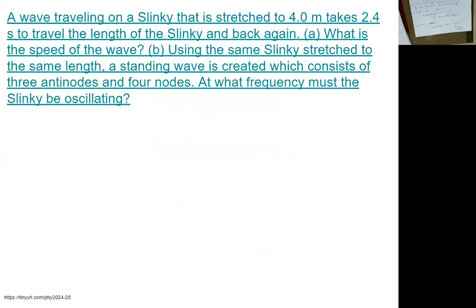All right, so we will take a look at the example here. This one says a wave traveling on a slinky that is stretched to 4.0 meters takes 2.4 seconds to travel the length of the slinky and back again. What's the speed of the wave? Then use the same slinky stretched to the same length. A standing wave is created, which consists of 3 antinodes and 4 nodes. At what frequency must the slinky be oscillating?